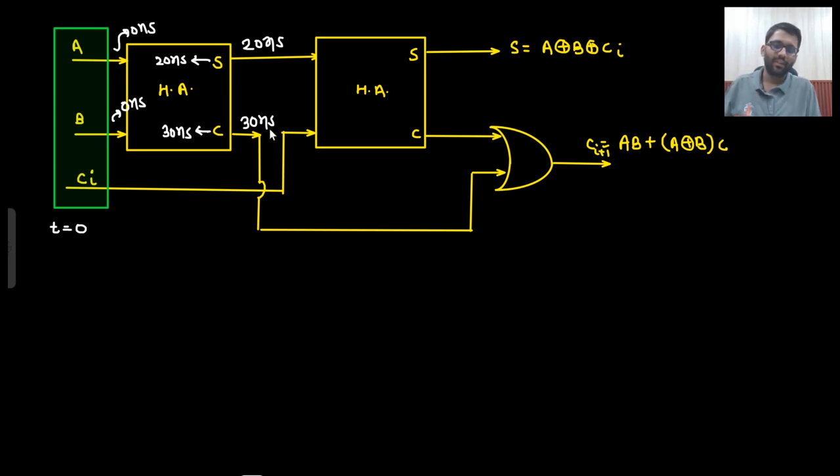Till now the things are clear. If this is stable after 30 nanoseconds, that means this input is also stable after 30 nanoseconds. Say yes or no. Now this input is stable at 0 nanoseconds only. The output of this half adder depends on this input as well as this input. But this input is stable only at 20 nanoseconds, although this one is stable at 0 nanoseconds. So this half adder has to wait for 20 nanoseconds, and it will be in a position to give the output at t equals 20 nanoseconds.